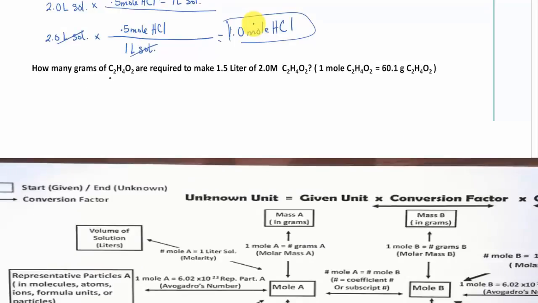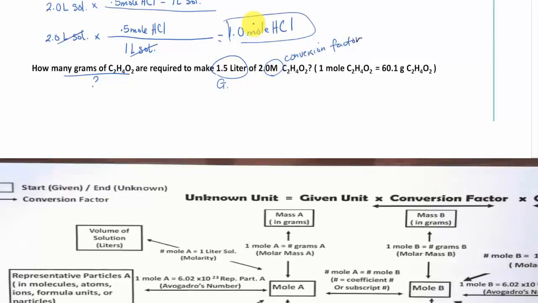How many grams of C2H4O2 are required to make 1.5 liter of 2.0 molarity of C2H4O2, given the molar mass of 1 mole of C2H4O2 is equal to 60.1 grams of C2H4O2. Well, that's a mouthful. But we know that this is our unknown. And we are given 1.5 liters. Every time you see molarity, just like you see molarity up there, that is your conversion factor. So keep that in mind.